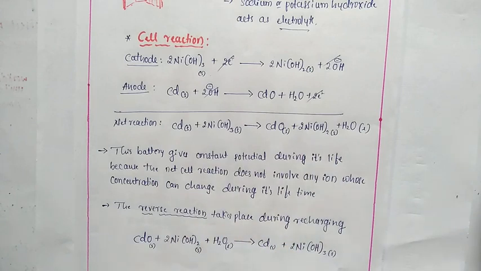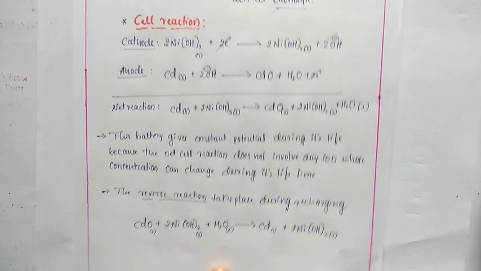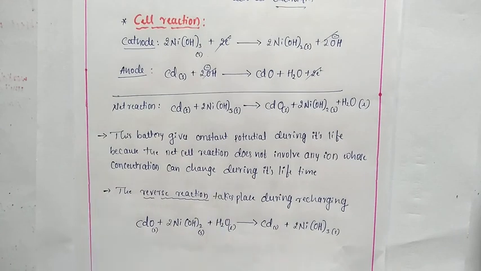Next, this battery gives a constant potential during its life because the net cell reaction does not involve any ion whose concentration can change during its lifetime. I will repeat it once. This battery gives constant potential during its life because the net cell reaction does not involve any ion whose concentration can change during its lifetime.